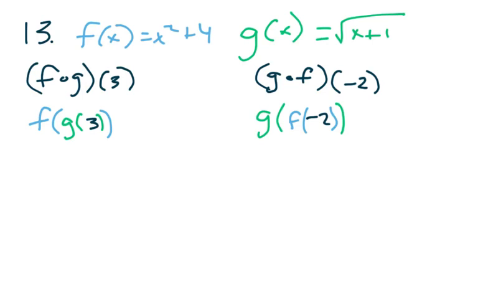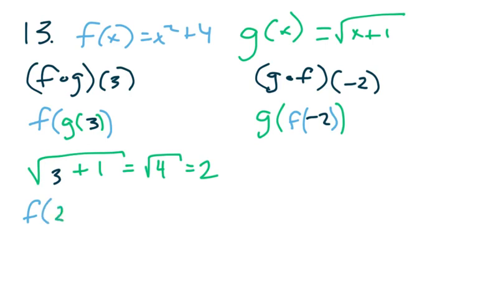Alright, so to get us started in this first f of g of 3, if I do the g equation, that's the square root of x plus 1, but of course my x is actually going to be 3, and so that's going to result in the square root of 4, or 2. So I now know that that green part is actually going to be 2, so now I'm going to find f of 2, since I already evaluated the inside.